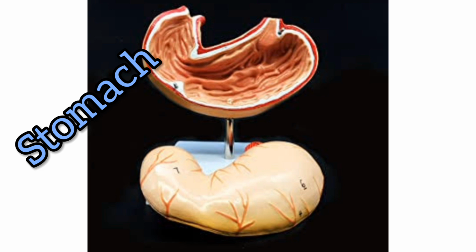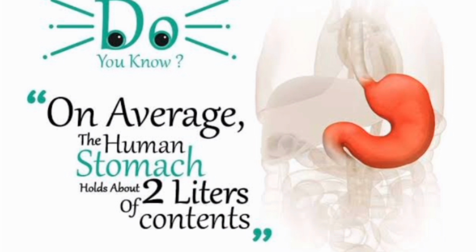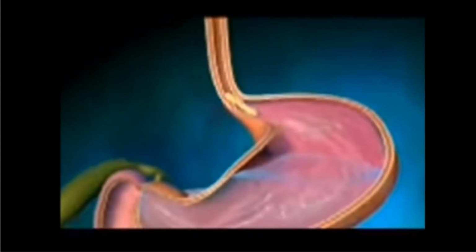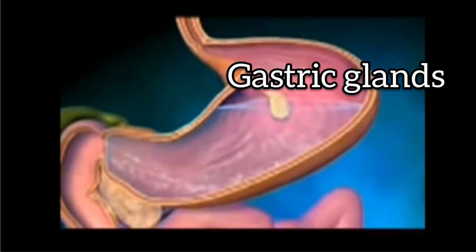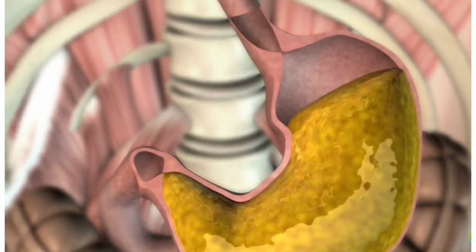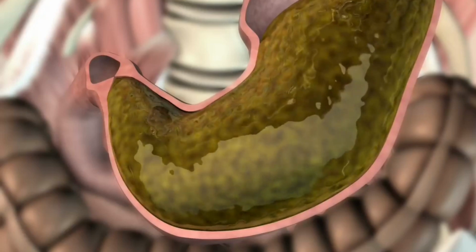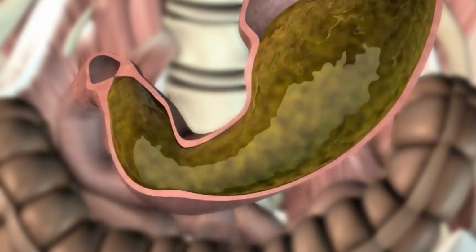Stomach. This J-shaped organ in our left upper abdomen is 12 inches long and 6 inches wide. On an average, it can hold 2 liters of contents. Food remains for about 8 hours inside the stomach for digestion. The stomach has gastric glands on its wall. From these glands, gastric juice is produced to help in digestion. The muscular contraction of the stomach helps it to mix food and gastric juice.